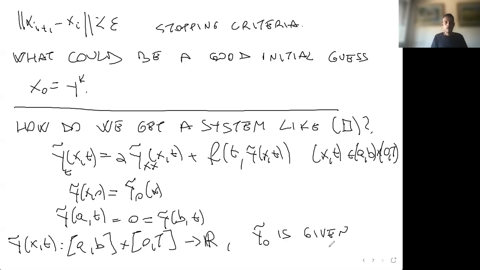Okay, and if I want to approximate this function in space, so this provides a semi-discretization, and the question is how the semi-discretization of this problem can provide a system in the form square. So let's see how it works.